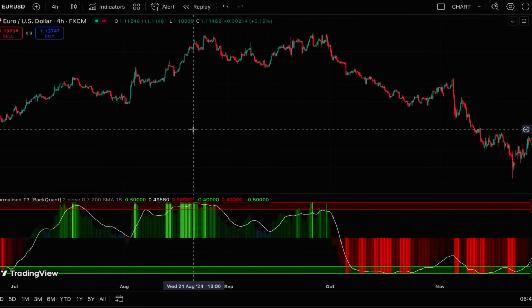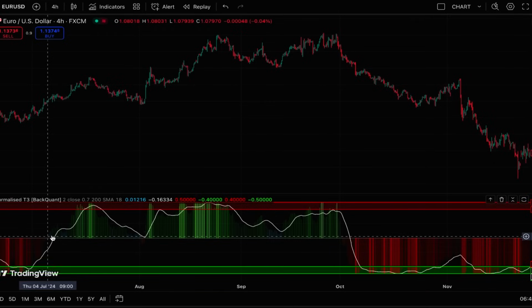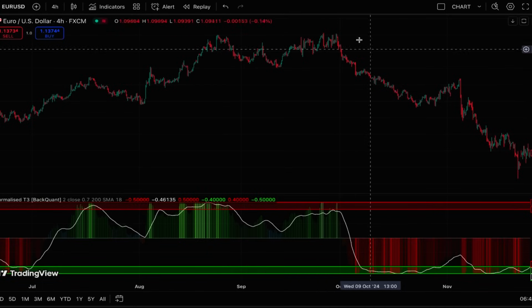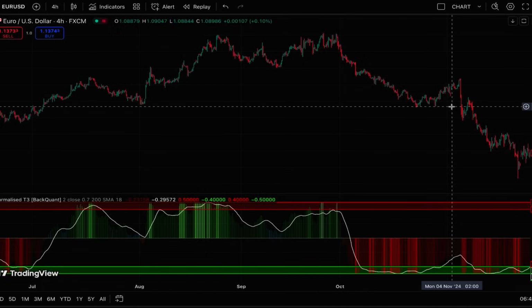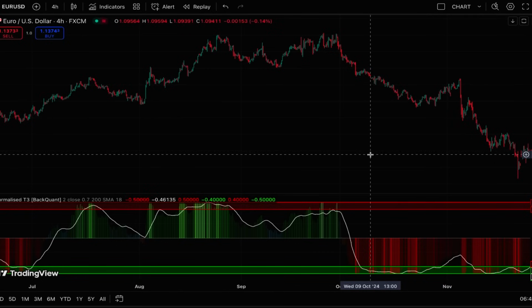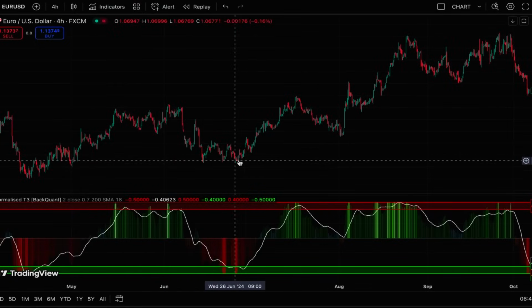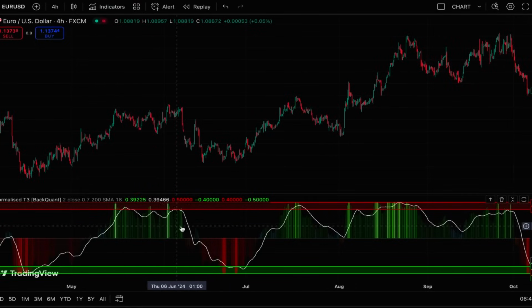In times that the histogram crosses above the center line or below the center line, it can be a signal for starting of a new trend, so a great opportunity to enter a trade. But this is not always the case, and in times that the price is in a trading range and the market is not actually trending, we can have false signals like this one here and this one here.